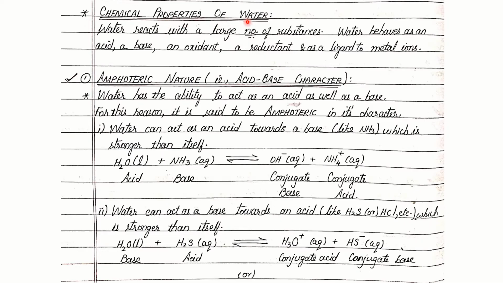Chemical properties of water. Water reacts with a large number of substances, so it displays a wide range of reactions. It behaves as an acid, as a base, as an oxidant, as a reductant, and as a ligand to metal ions. Now let us first look at the amphoteric nature, that is acid-base character of water. Water has this ability to act as an acid as well as a base. It can behave both as an acid and as a base. For this reason, it is said to be amphoteric in its character.